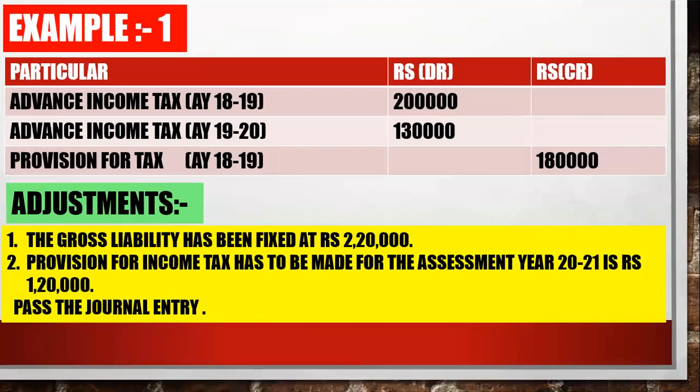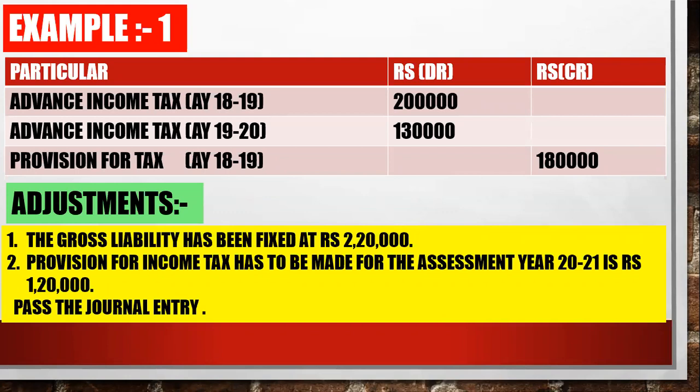So this is your question. In the assessment year 18-19, advance income tax of 2 lakh you have paid to the government. In the assessment year 19-20, you have also paid 1 lakh 30,000. You have paid extra, 1 lakh 30,000. You can check it in the next year. We are in the assessment year 18-19. You can see that. So you have paid 2 lakh rupees to the government.